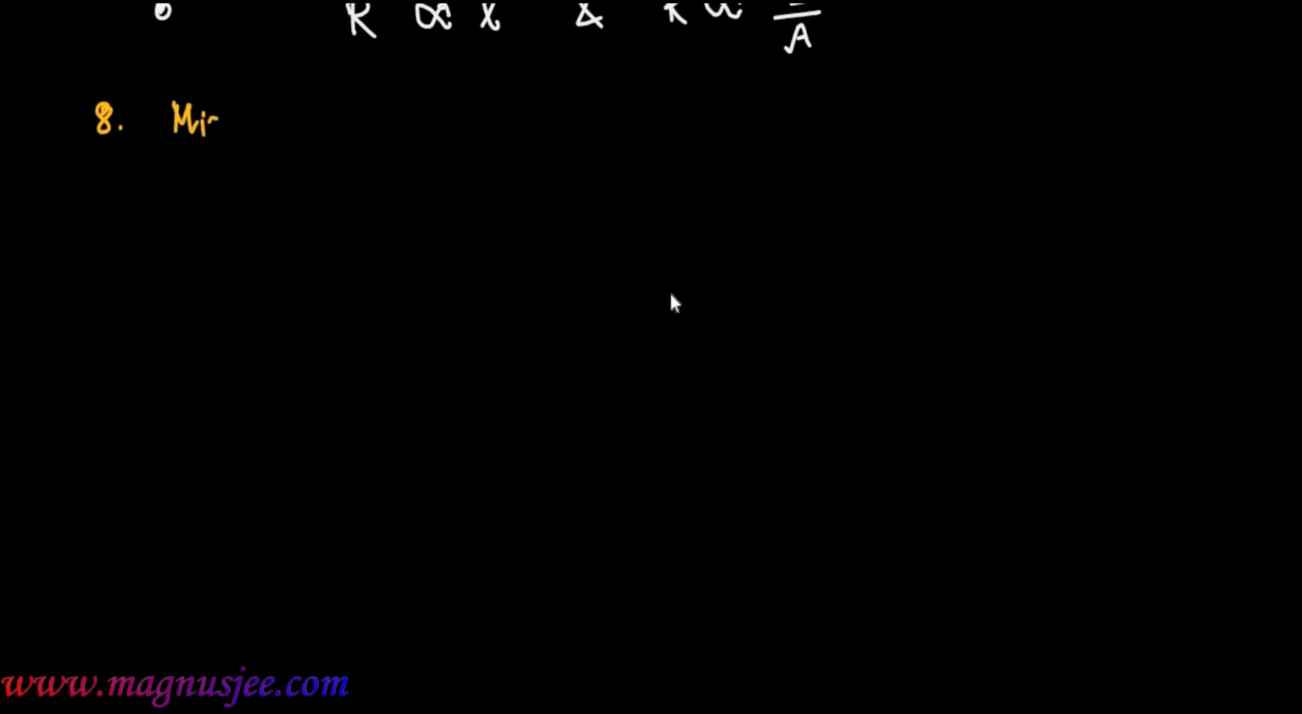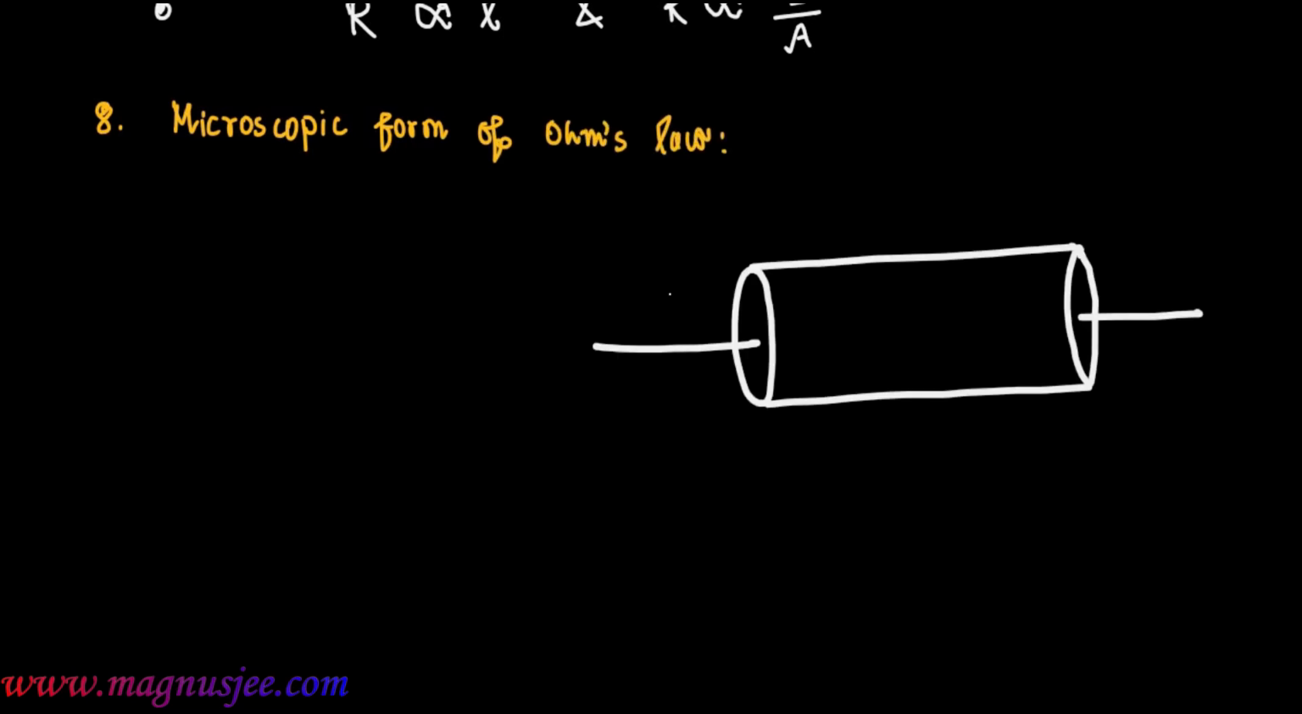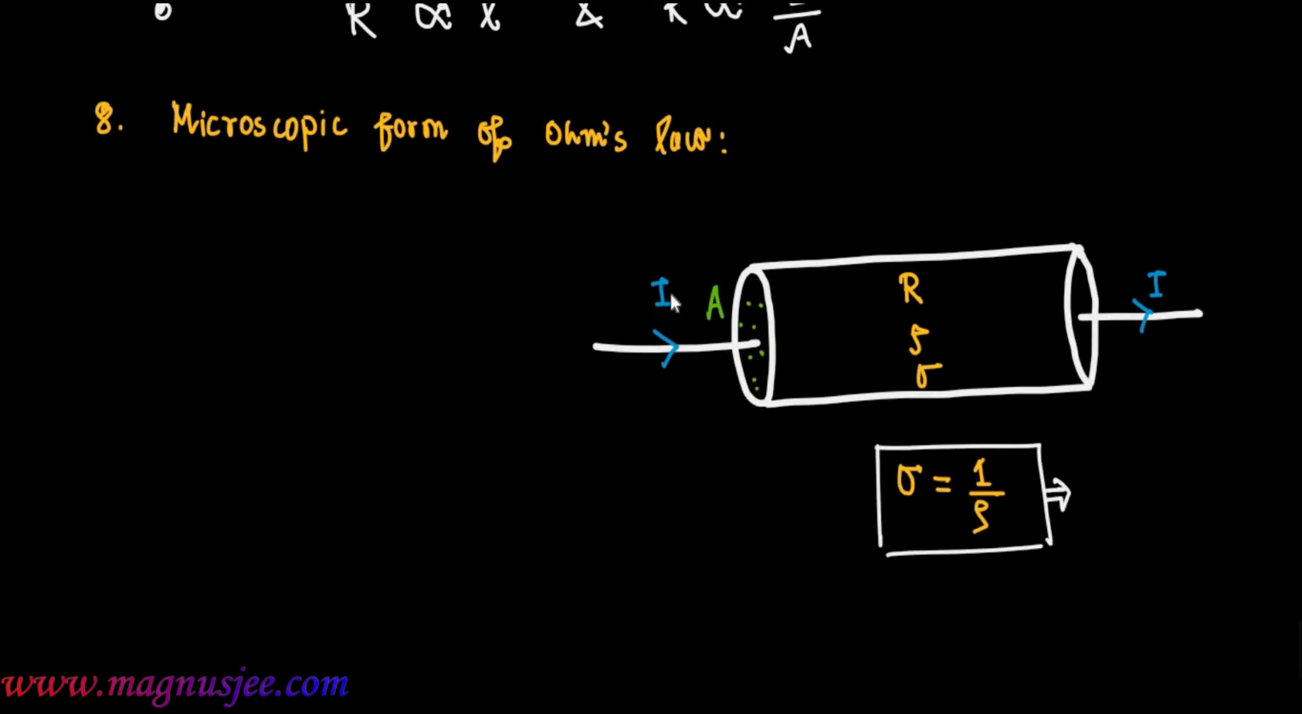Now we shall discuss the microscopic form of Ohm's law. This is a conductor, a current I flows towards right through the conductor. A is the area of cross section, R is the resistance of the conductor. Rho and sigma are the resistivity and conductivity, where sigma is equal to 1 by rho, which is the conductivity of the conductor. Rho is the resistivity. That's why conductivity is reciprocal of resistivity.